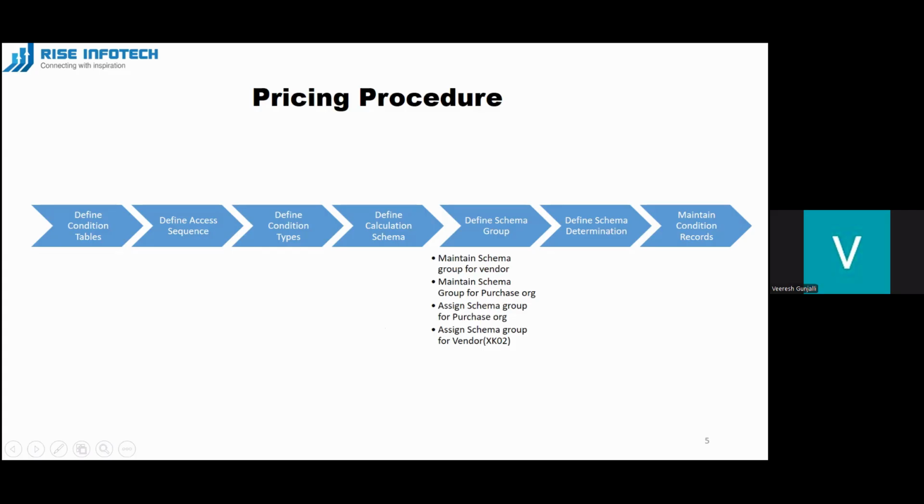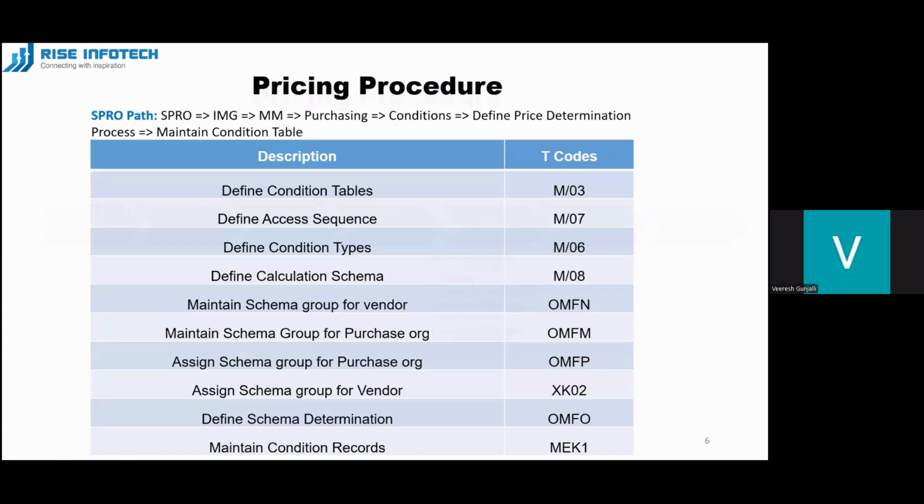From that we can see, and if any discount or surcharges are there, we can add them at the header level itself. This is how we configure the pricing procedure. All this we can see in the SPRO path: SPRO, IMG, Purchasing, Conditions, Define Price Determination.